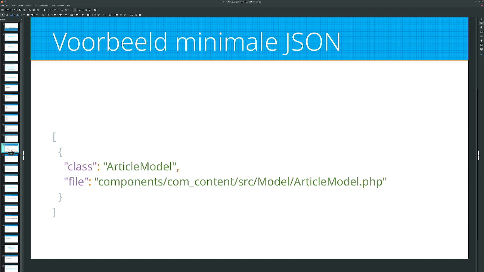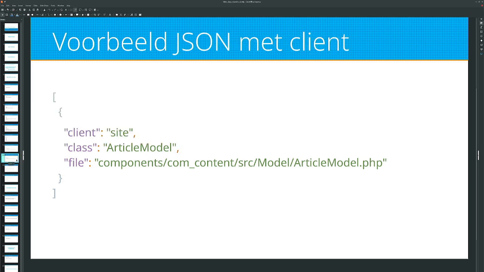And how does it look in the JSON format? Now, it's basically like this. The class name is the article model. This is for the Joomla articles. And the file lives in components, content, source, model, article model. As you can see, we have the source, the src, in the path. So this means it's a Joomla 4 component, and no longer Joomla 3. And we want to apply it on the site only.